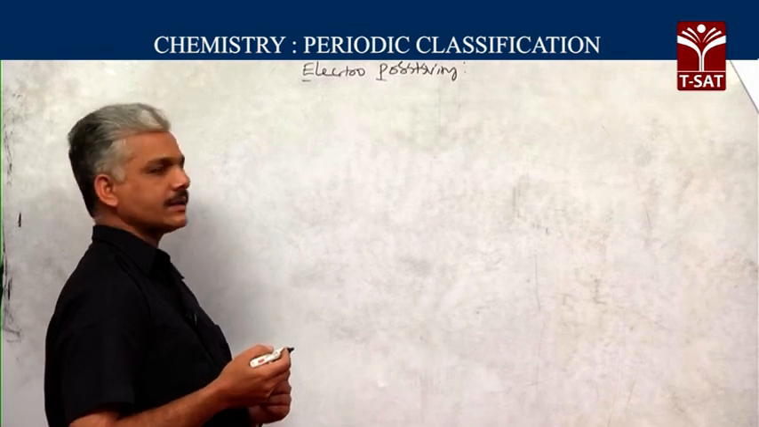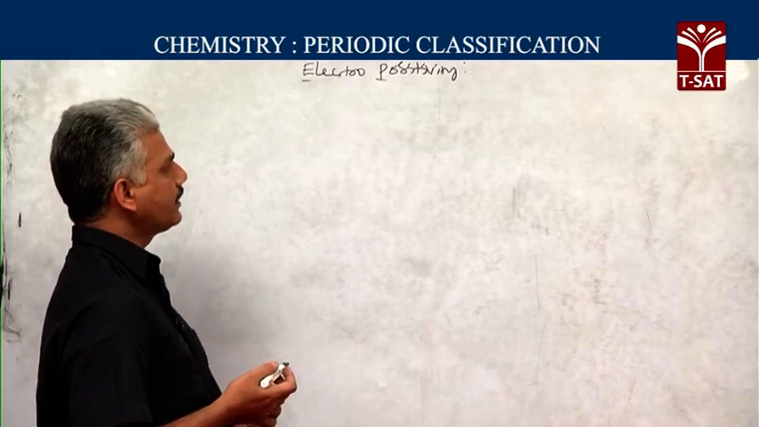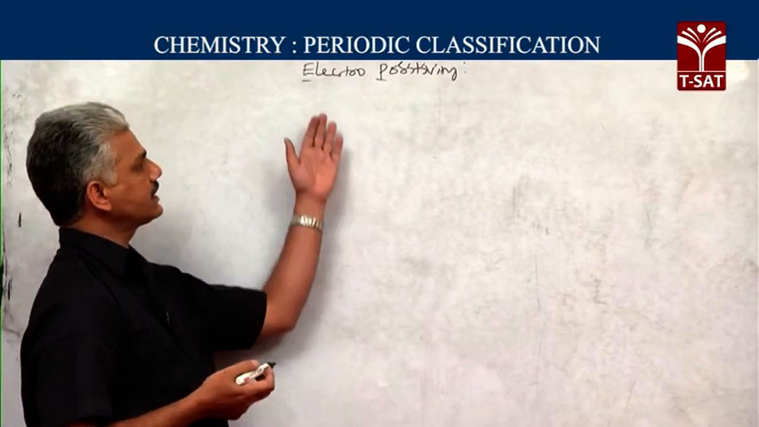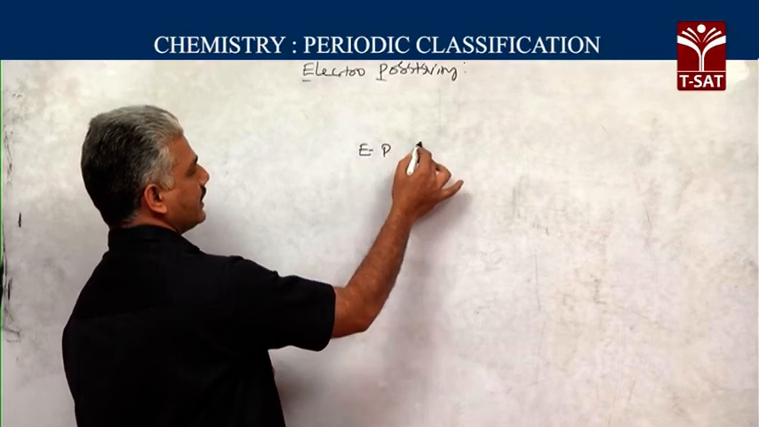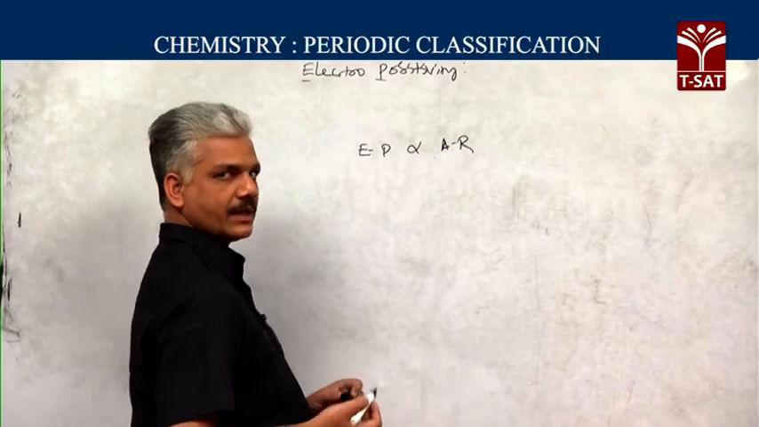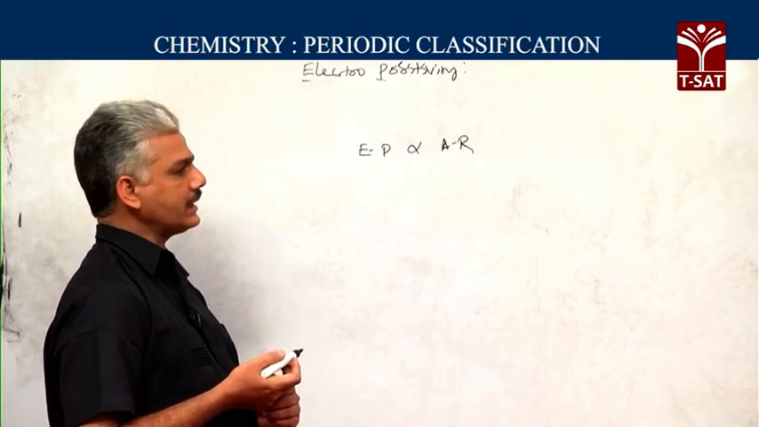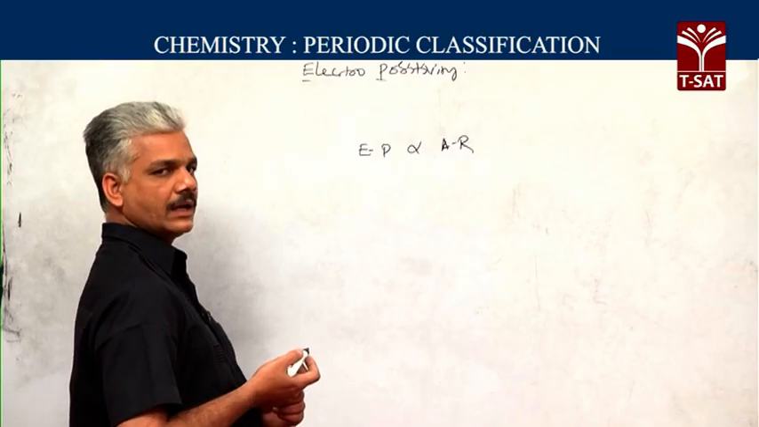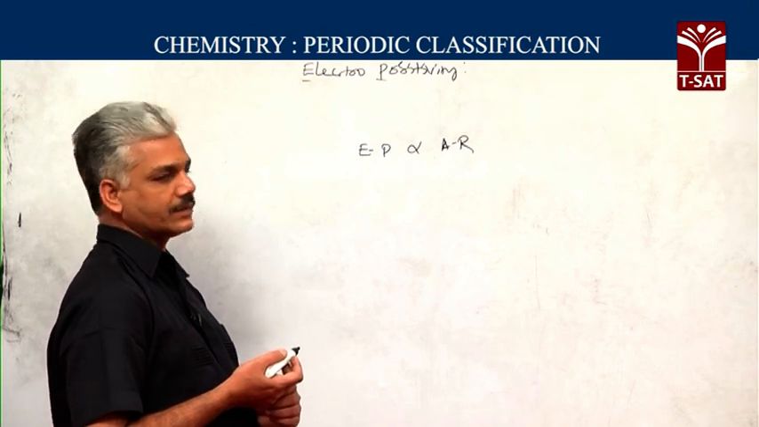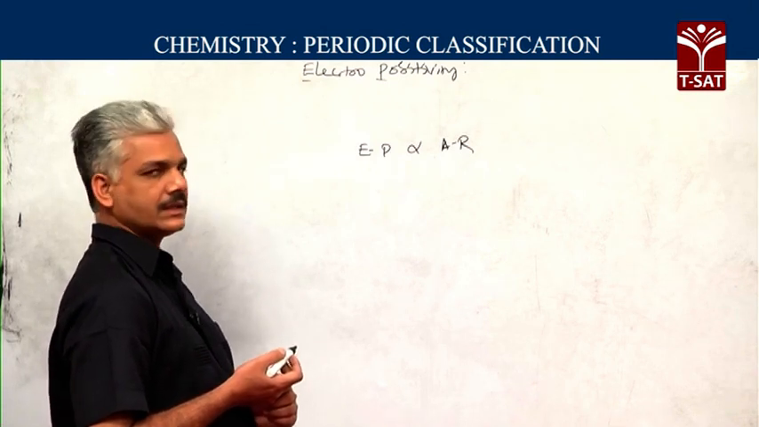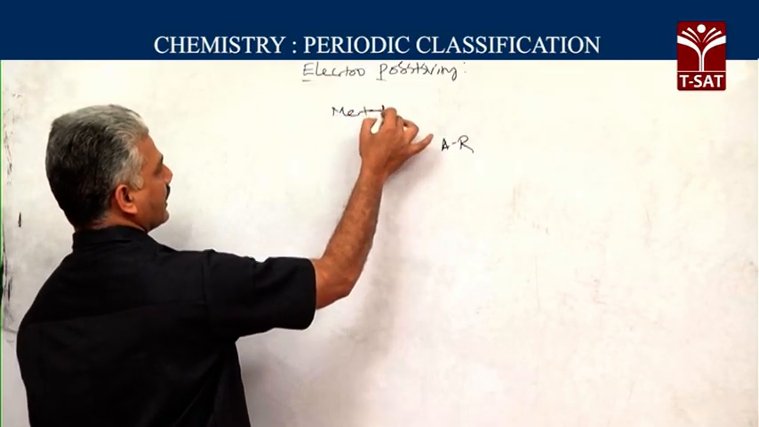Electropositivity. It is quite opposite property to electronegativity. The ability of an atom to lose electrons is expressed in terms of electropositivity. Electropositivity is dependent on atomic radius in this manner. Electropositivity value is directly proportional to atomic radius. Hence, along a period, electropositivity value decreases, and as we move down the group, electropositivity value increases. This electropositivity value is related to metallic character.